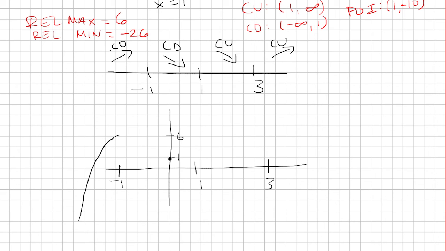And 1 is the point of inflection, which we said is negative 10. So let's include that. And then at 3, that was the minimum, which was negative 26. So again, this is not going to be drawn to scale, but yeah. Okay, so we're increasing and concave down to negative 1. Negative 1 to 1, we're decreasing and concave down. So we want to go through the 1 here.